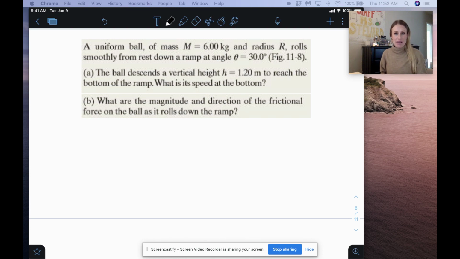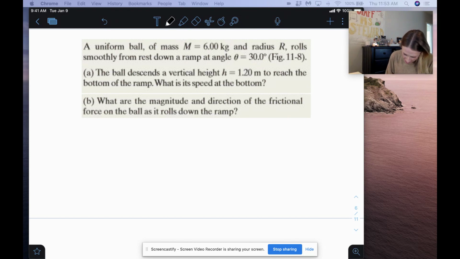All right, so here's an example for something that's rolling down the ramp. We have a uniform ball of mass m equals 6 kilograms and radius r that rolls smoothly from rest down a ramp at an angle of 30 degrees. The ball descends a vertical height h of 1.2 meters to reach the bottom of the ramp. What is the speed at the bottom?